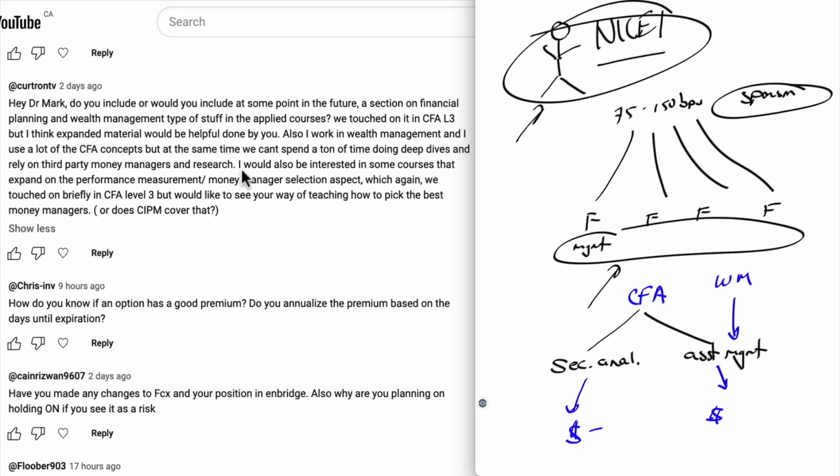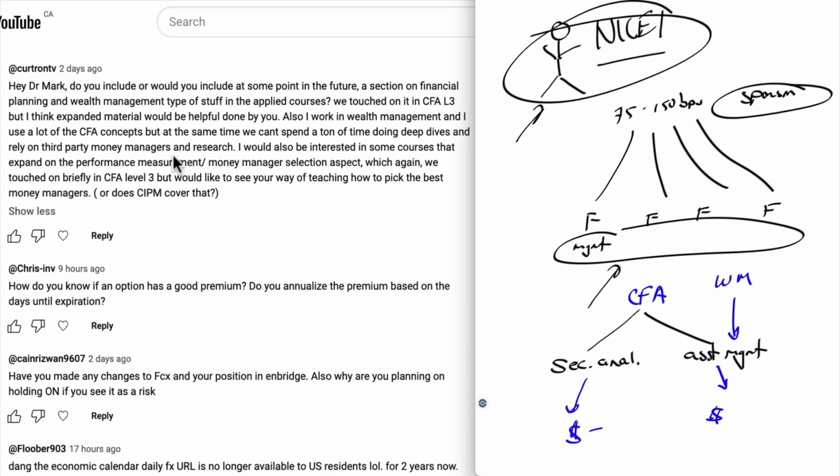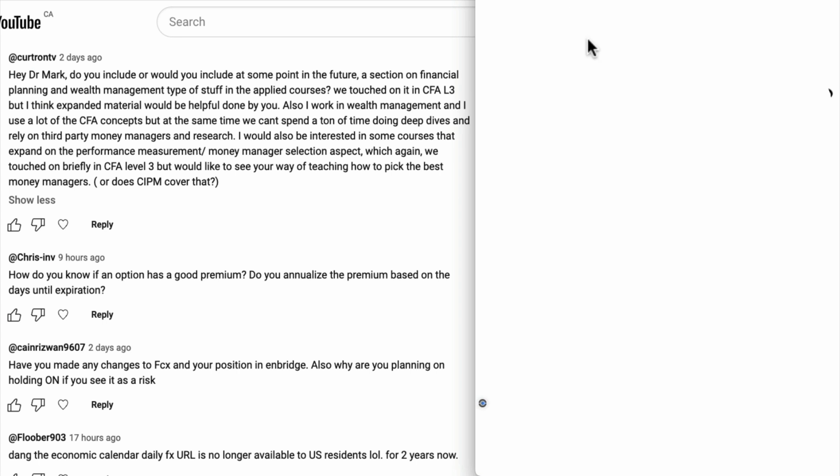I work in wealth management and I use a lot of the CFA concepts, but at the same time, we can't spend a ton of time doing deep dives and rely on third-party money managers and research. Yep. I'll also be interested in some courses that expand on the performance measurement and money manager selection aspect. That's the one thing I think for money managers that would be important. You touch on that in CFA level 3, is investment manager selection. But you just touch on it because the CFA designation is what's called a generalist designation, not a specialist designation. It's meant to make you a generalist.